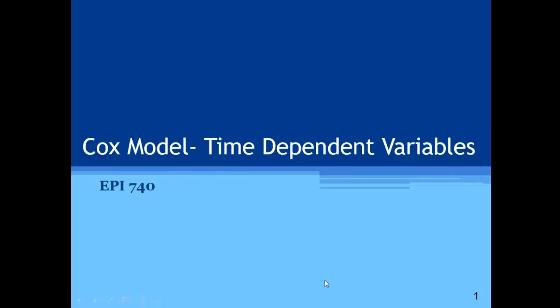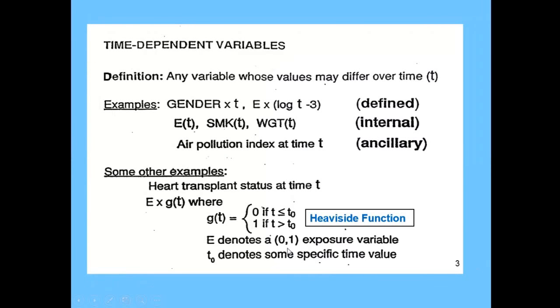Cox model, the extended Cox model, we talked about these different kinds of time-dependent variables. The two basic kinds are defined time-dependent variables, which usually involve a time-independent variable times some function of time, which could be just time itself or something like the log of t minus 3. You might have a minus 3 in there if you're interested in considering lag time. It's called defined because once you know the time-independent variable, the rest of the variable is completely determined. If you know that the person's male, then you know every value that this variable can take.